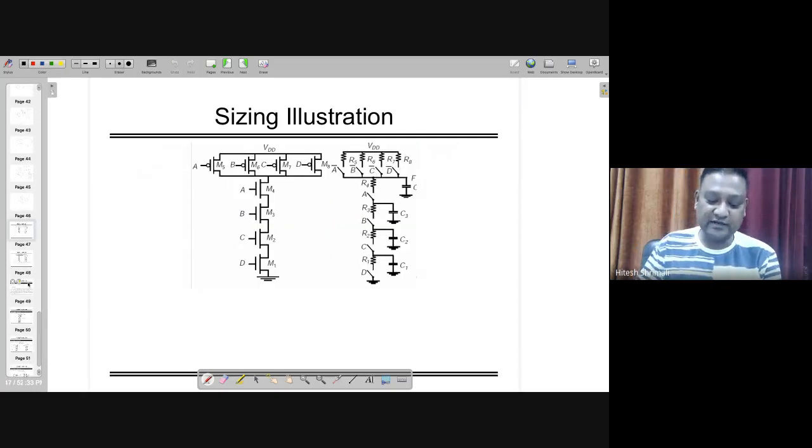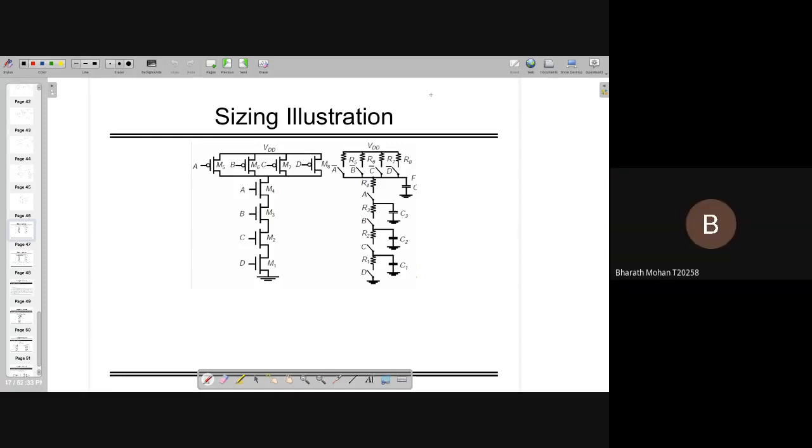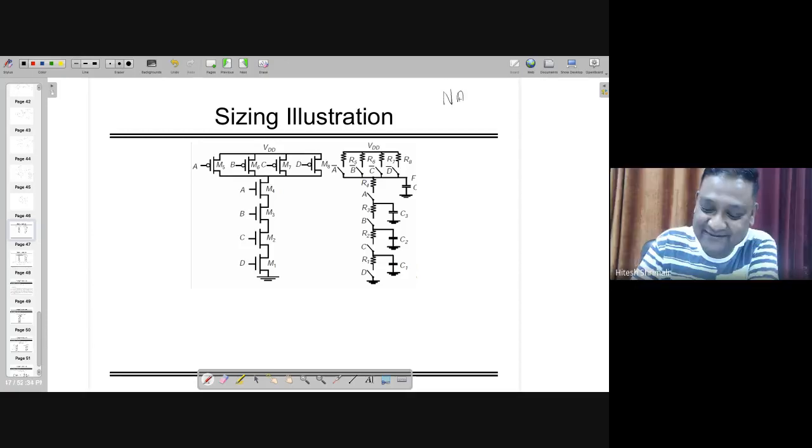Similarly, let's assume that, can you tell me which gate it is, by the way? What is the name of this gate? ABCD or bar. So what is that? NAND gate. Yeah. Okay. So it is a NAND gate.